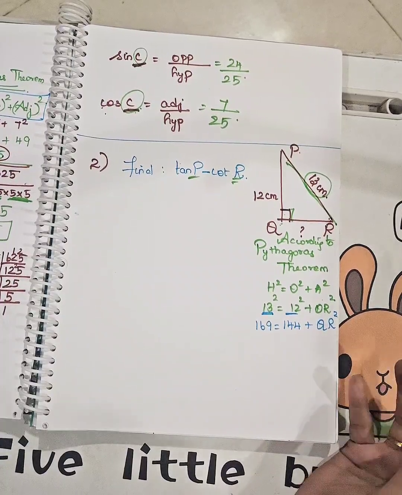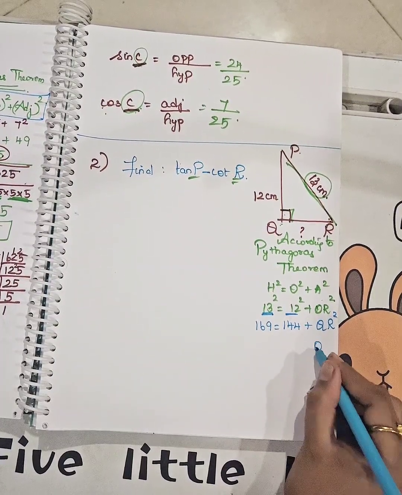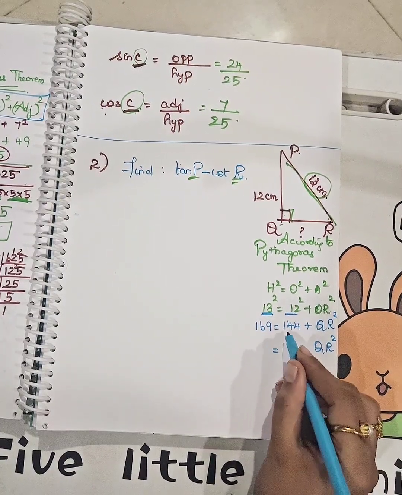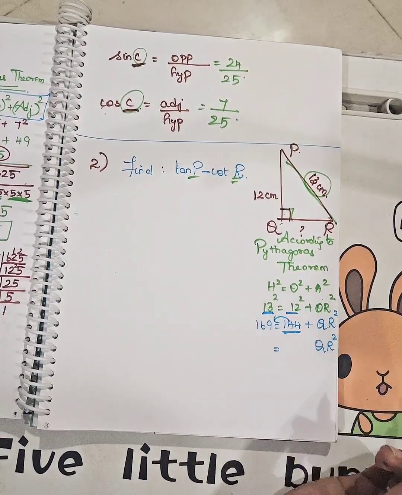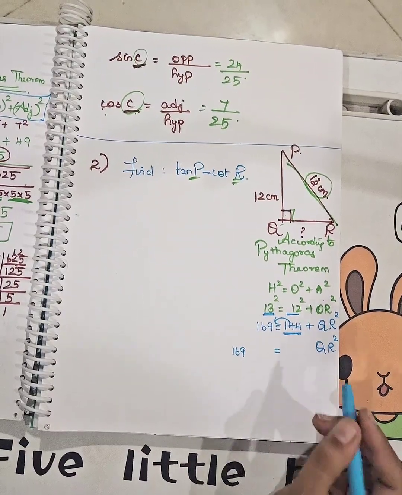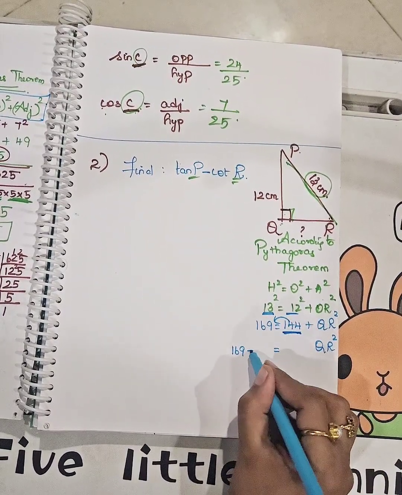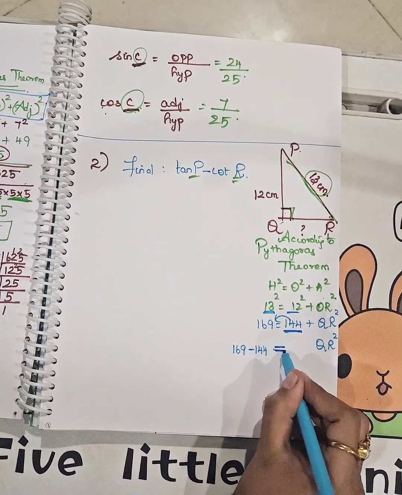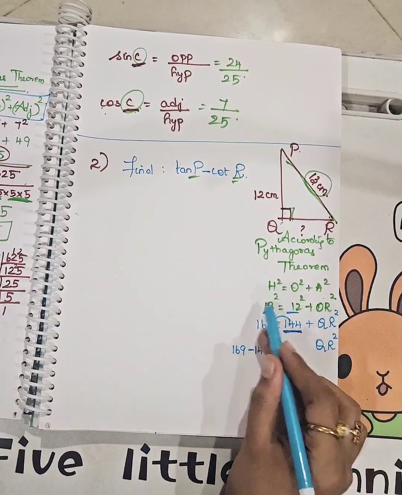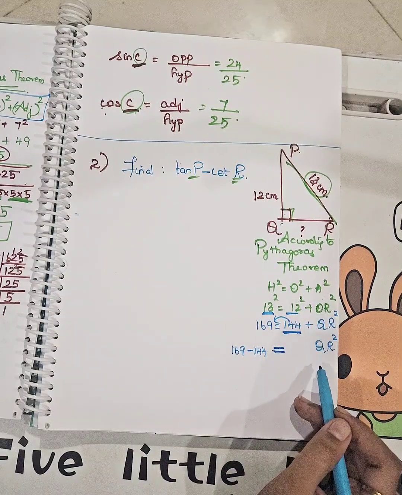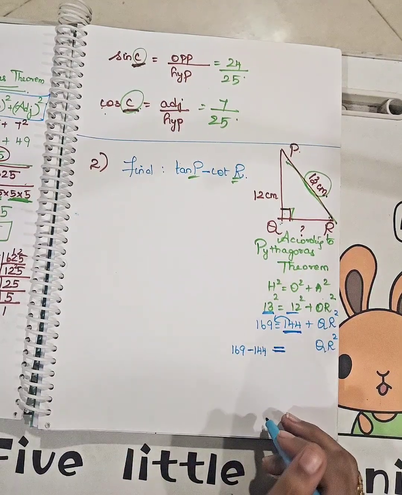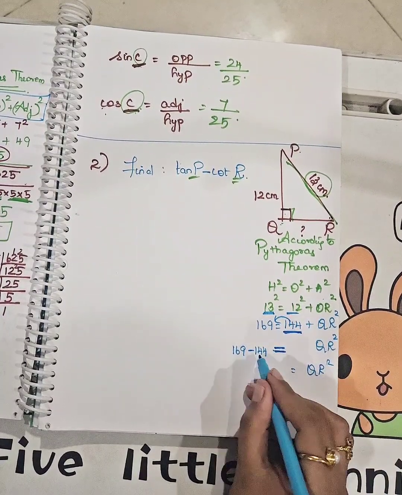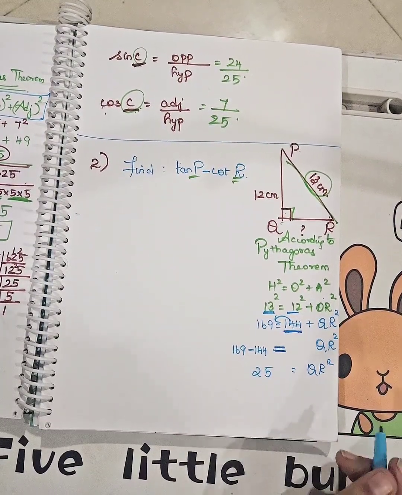So always to find the unknown value, what you don't know, keep it on one side, okay? And take the known values together, which is already 169 is here. Plus 144 will go there and become minus 144. When it crosses the equal to symbol, addition will go here and become subtraction. Subtraction will go here and become addition, and vice versa. Hope you can understand, students. So QR square is equal to, if you subtract this, the answer would be 25.